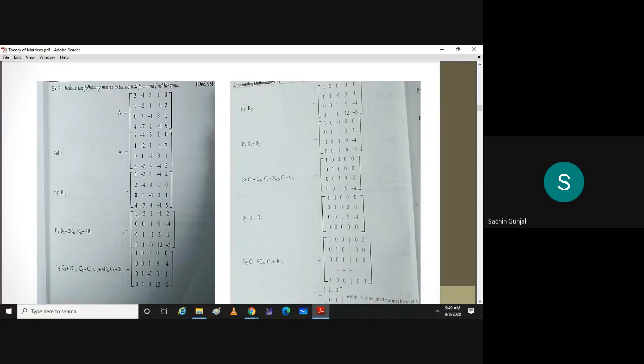C2 plus 2 times C1, that will give you this entry 0. Then C3 minus C1, that will give you this entry 0. Then C4 plus 4 times C1, that will give you this minus 4 as 0. And then C5 minus 2 times C1, that will give you this last entry 0. Is that clear? Yes, sir.